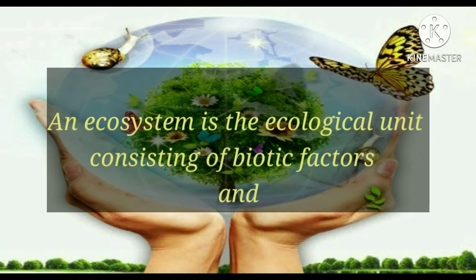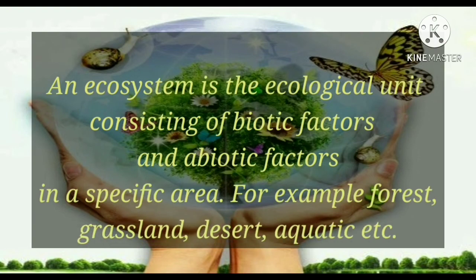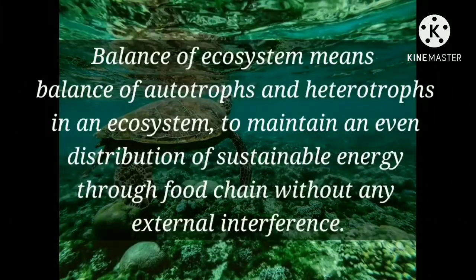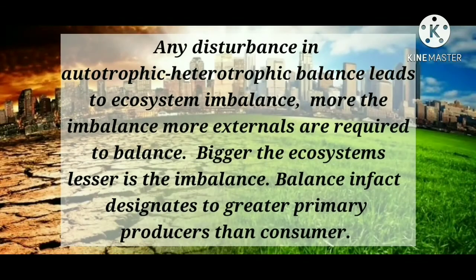An ecosystem is the ecological unit consisting of biotic and abiotic factors in a specific area. All ecosystems, even the ultimate biosphere, are open systems. There is necessarily at least an inflow and outflow of energy. Balance of ecosystem means balance of autotrophs and heterotrophs in an ecosystem to maintain an even distribution of sustainable energy through food chains. Any disturbance in autotrophic and heterotrophic balance leads to ecosystem imbalance. The more the imbalance, the more externals are required to balance. The bigger the ecosystem, the lesser is the imbalance.